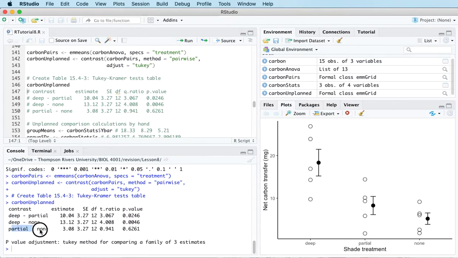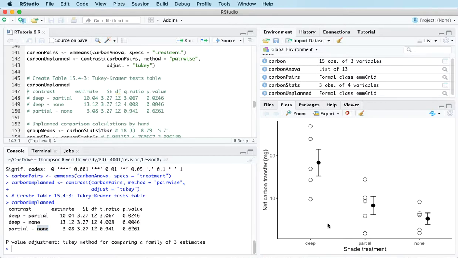And then finally, the third row, there's our test statistic, there's our p-value. In this case, our p-value is not less than 0.05, so we cannot reject the null hypothesis. The null hypothesis states that the mean for the partial shade trees is the same as the mean for the no shade trees. So we cannot reject that null hypothesis.